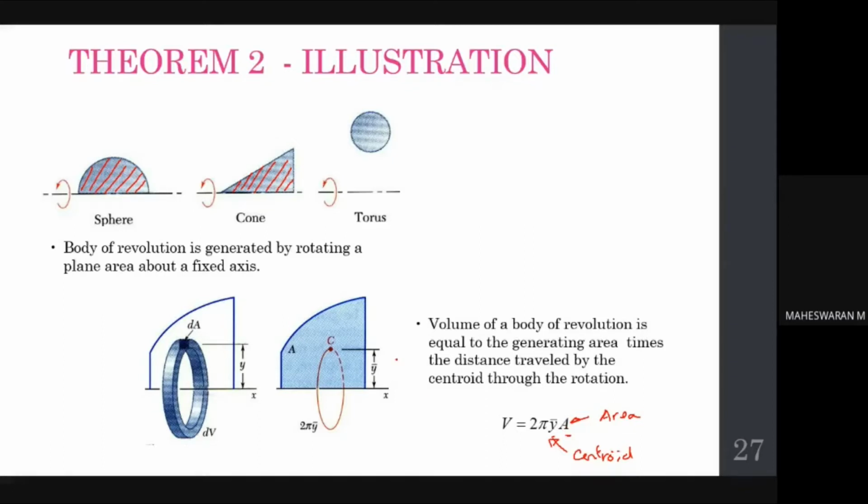So this is what theorem 2 indicates, right? If I want volume, it is 2 pi into the centroidal distance into its area. Right? So I hope you may have a little bit of difficulty in understanding it. Let me show an example. Okay, let me consider here.